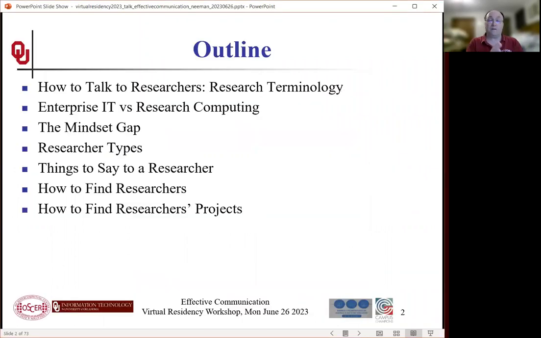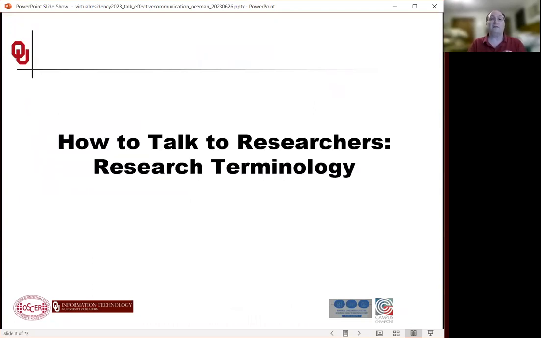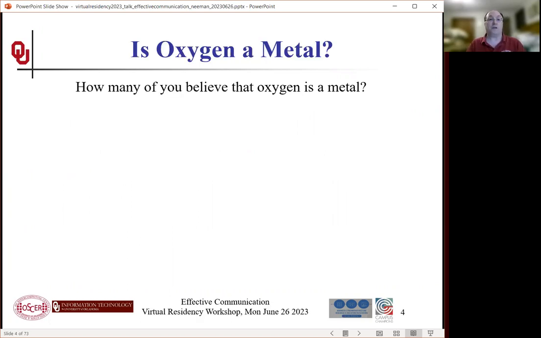Okay, quick outline. We'll talk about research terminology, enterprise IT versus research computing, the mindset gap, types of researchers, what to say to a researcher, how to find researchers, and how to find their projects. So, how to talk to researchers. And this is research terminology.